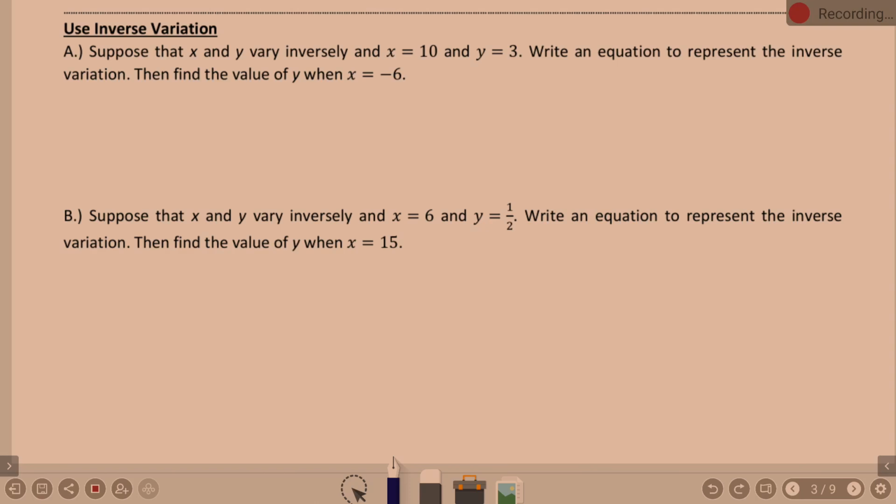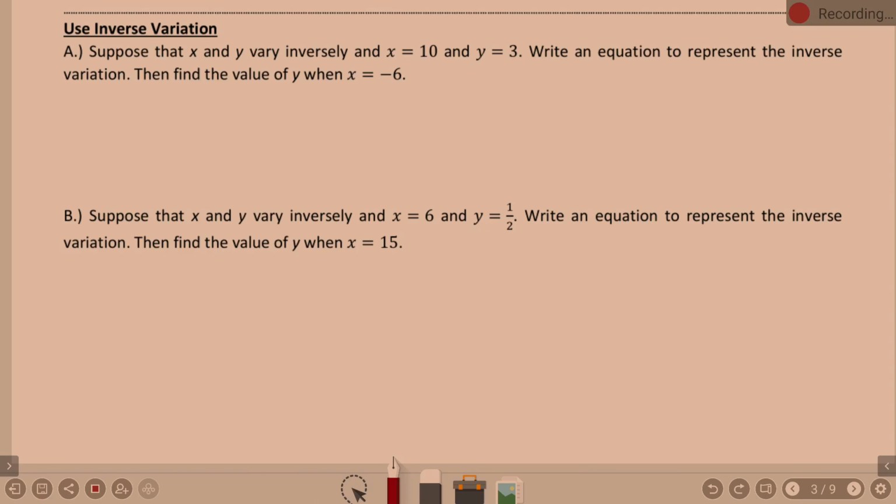Okay, so I'm going to read it first. Suppose that x and y vary inversely, and x equals 10 and y equals 3. Write an equation to represent the inverse variation, then find the value of y when x equals -6. Okay. Gibberish the first time through? Yep. I'm not going to argue that. Reread it a couple more times if you need to. But then eventually, break it into pieces.